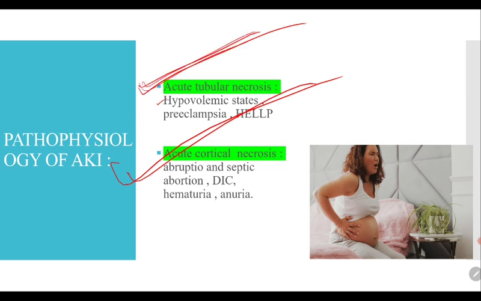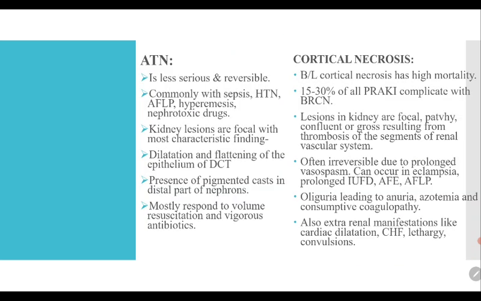Preeclampsia, HELLP syndrome. The causes of acute cortical necrosis are abruptions, septic abortions, and disseminated intravascular coagulation, with hematuria and anuria. ATN is less serious compared to bilateral cortical necrosis, which has high mortality, while ATN is reversible.